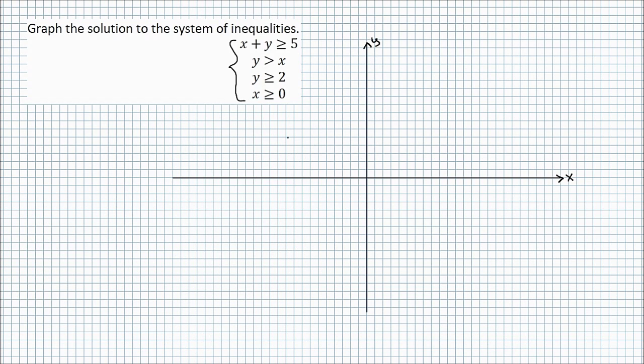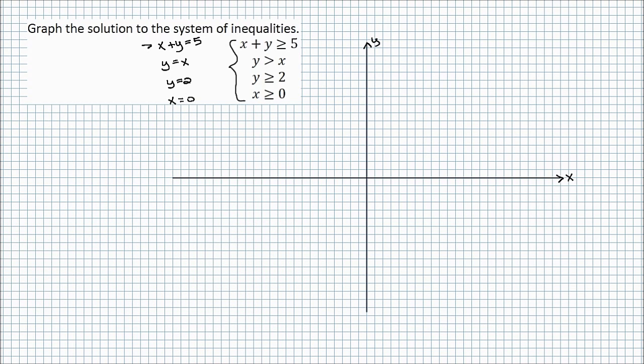Now, the idea here is to start by graphing each of the corresponding lines. So in other words, I will graph x plus y is equal to 5. I'll graph y is equal to x. I'll graph y is equal to 2. And finally, x is equal to 0.